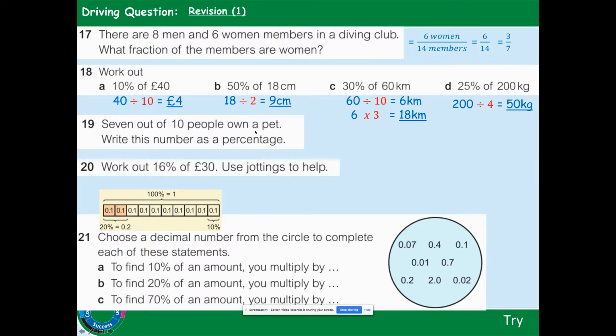7 out of 10 people own a pet. 7 out of 10. Write this as a percentage. So 7 own a pet. There's 10 people, so that's 7/10, but it's out of a percentage, so we want to multiply by 10 to make it out of 100. 7 times 10 is 70. 70 parts out of 100 is 70%.